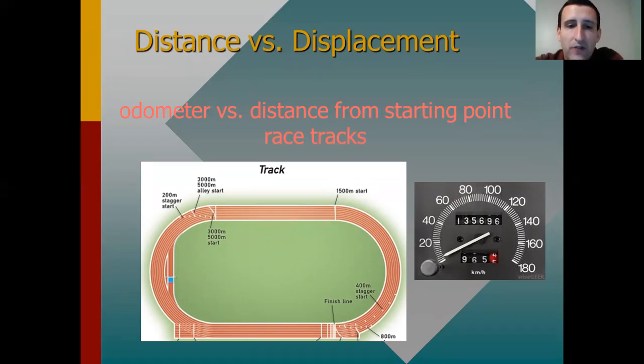The drivers in the Indy 500 go round and round a 1.25 mile track, and they go around it 400 times, and 400 1.25 mile laps is 500 miles. So they go 500 miles, but they never get anywhere. Their displacement at the end is still zero.